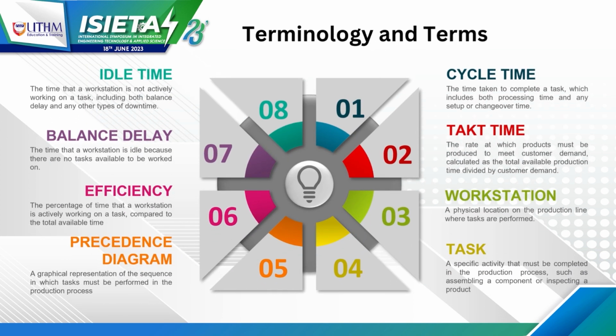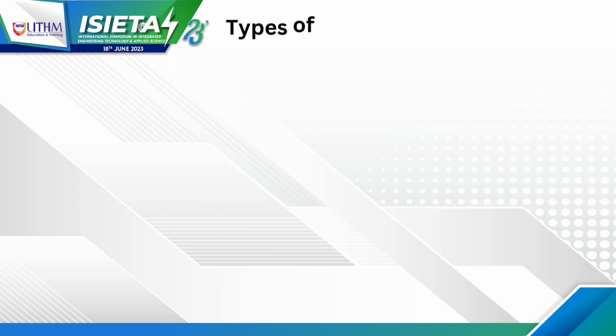There are a few key terms that are important to be familiar with in order to understand line balancing. The terms are cycle time, takt time, workstation, task, precedence diagram, efficiency, balance delay, and idle time. Understanding these terms and their implications is crucial for conducting research, analyzing production processes, and making informed decisions related to assembly line balancing. By employing these terms, researchers and practitioners can effectively communicate, analyze, and improve line balancing strategies for enhanced productivity and efficiency in manufacturing operations.